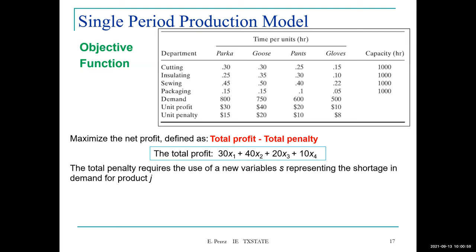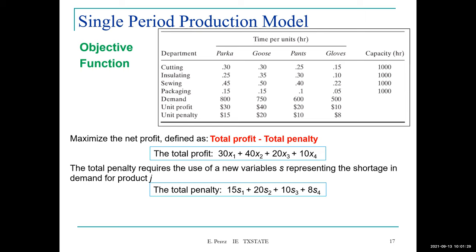So this is the total profit. For each product, we have a unit profit. In this case, $30 for parka jackets, $40 for goose, $20 for pants, and $10 for gloves. So our profit is associated with each one of the decision variables: 30 times X1 plus 40 times X2 plus 20 times X3 plus 10 times X4. That is the profit, and now the penalty.